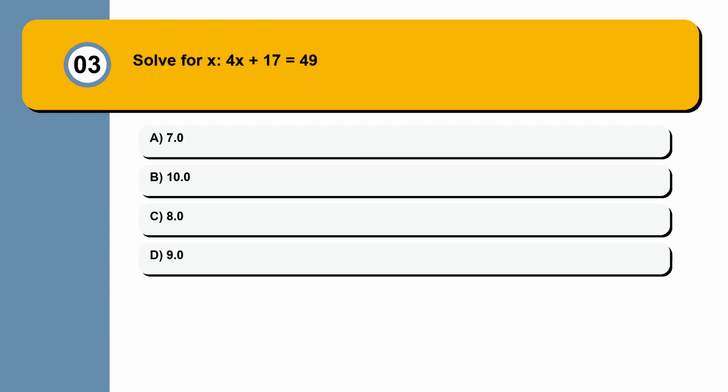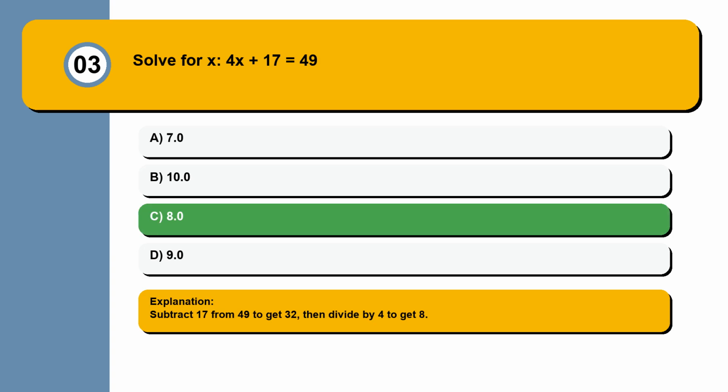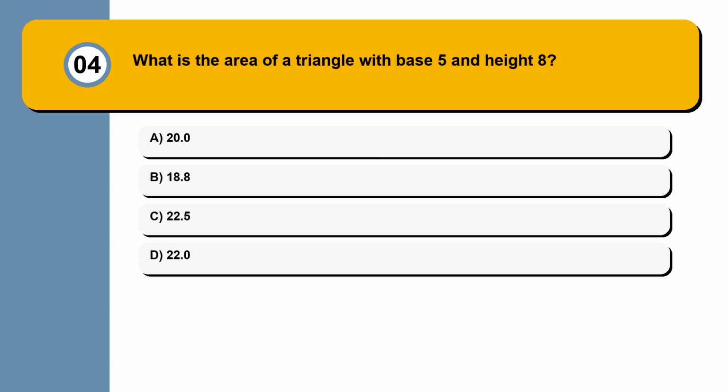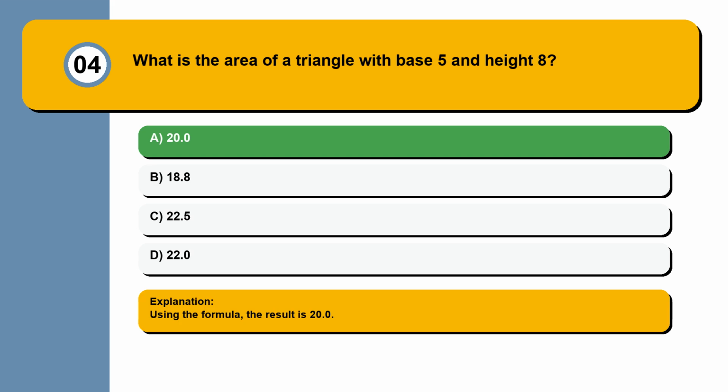Question 3. Solve for x: 4x plus 17 equals 49. 7.0, 10.0, 8.0, 9.0. Subtract 17 from 49 to get 32, then divide by 4 to get 8. Question 4. What is the area of a triangle with base 5 and height 8? 20.0, 18.8, 22.5, 22.0. Using the formula, the result is 20.0.